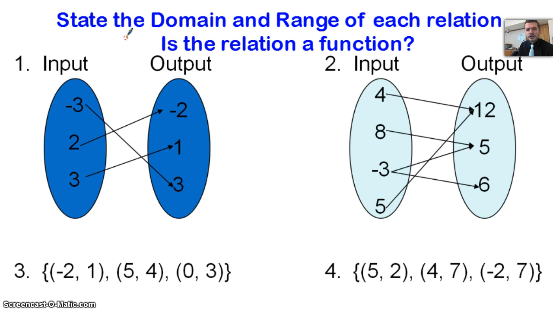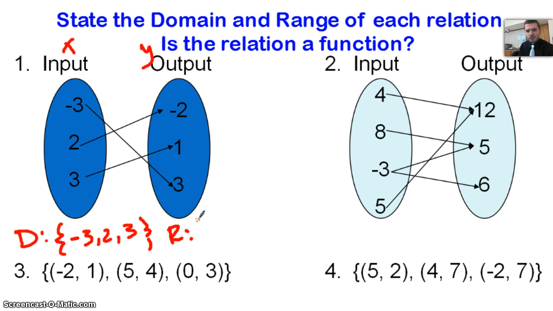Now I want to get you used to these kinds of terms, stating the domain and range, and then it's going to ask, is the relation a function? Remember that it's always x and y, the domain is x, range is y. The domain for this one, in order, is -3, 2, and 3. And then the range, in order, not repeating anything if you need to, is -2, 1, and then 3.